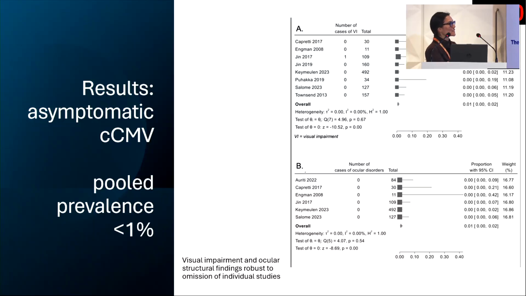In the asymptomatic populations, you can see that the results were more heterogeneous, and these results were robust to omission of individual studies. So that's one way of testing the validity of those data.